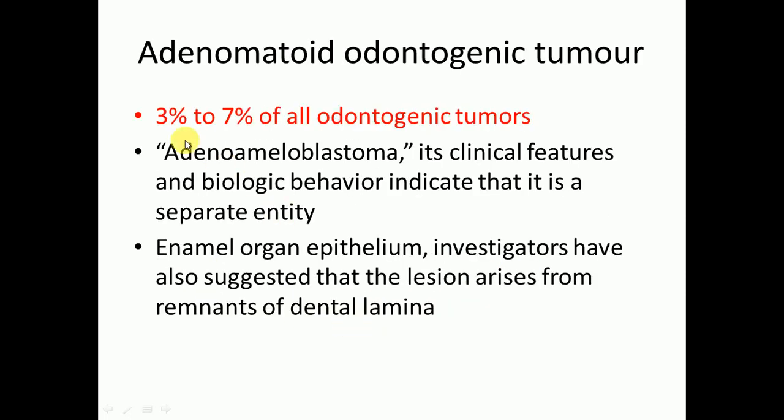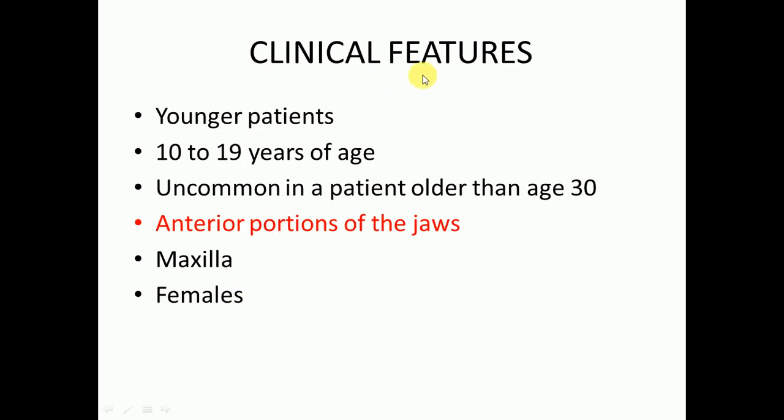It comprises 3 to 7% of all odontogenic tumors, and it was previously known as the adenoameloblastoma. But its clinical features and biological behavior indicate that it is a separate entity. So this was described as a separate entity, and now it is known as adenomatoid odontogenic tumor. It is derived from the enamel organ epithelium, and investigators have also suggested that the lesion arises from the remnants of the dental lamina.